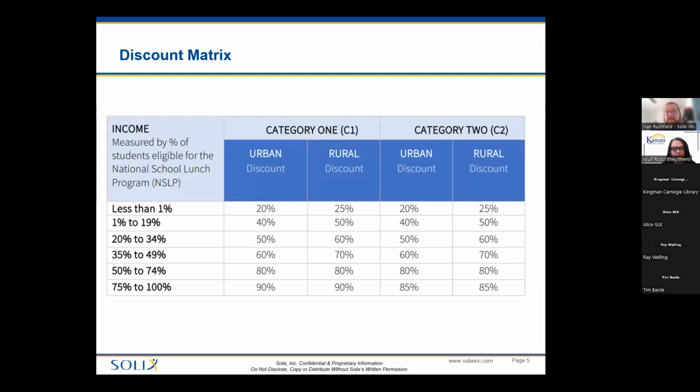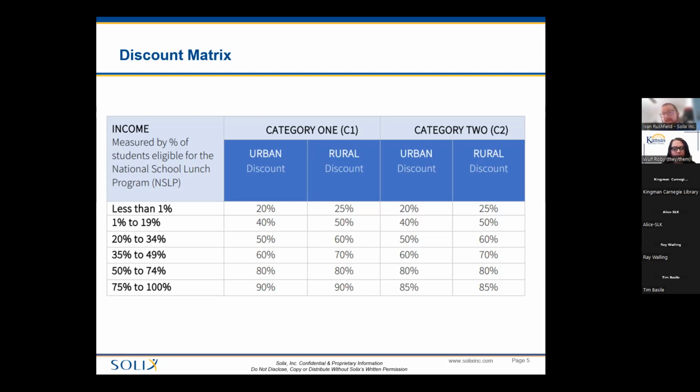And this here is the discount matrix. This shows you basically how to determine what discount you get based on the percentage of kids that qualify for free and reduced lunch in your local school district. Now, as you can see, the libraries that are considered rural libraries get a higher discount until they get to the 80% to 90% level. Again, urban and rural setting has nothing to do with anything you do. It's just based on where you are.